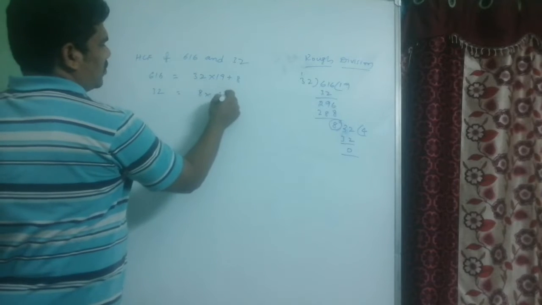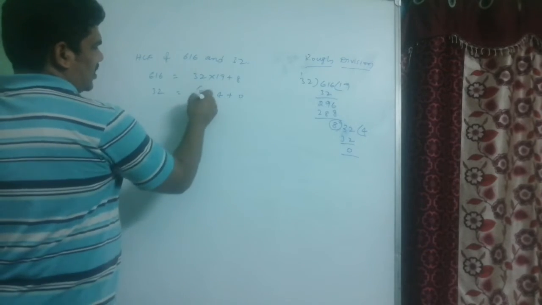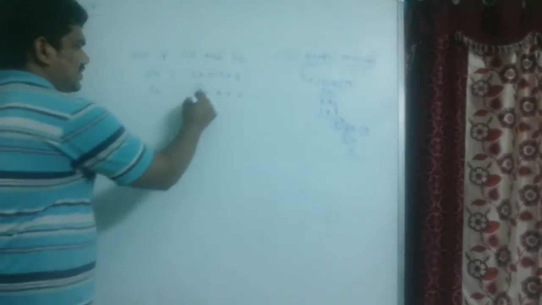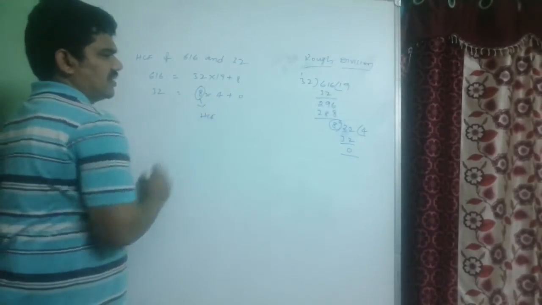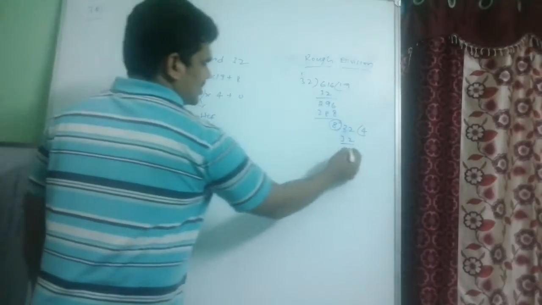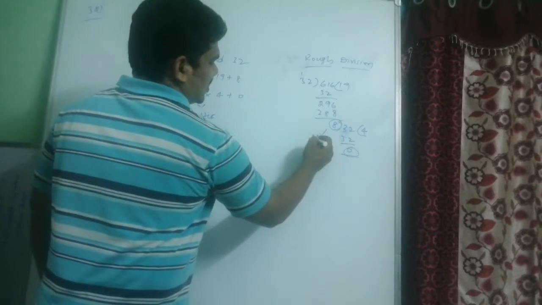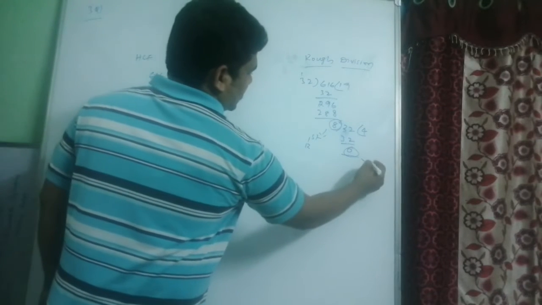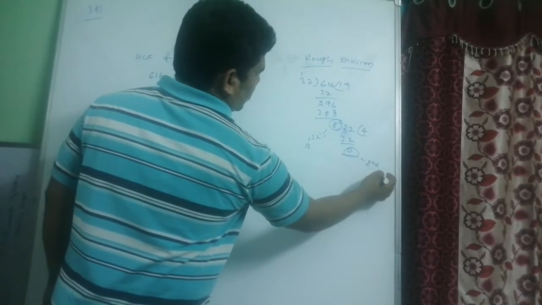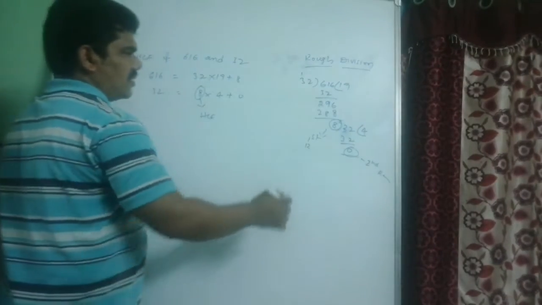Again, 32 is 8 into 4 plus 0. Okay. So this is the HCF. This is the first remainder. This is the second remainder. Okay. So by this one.